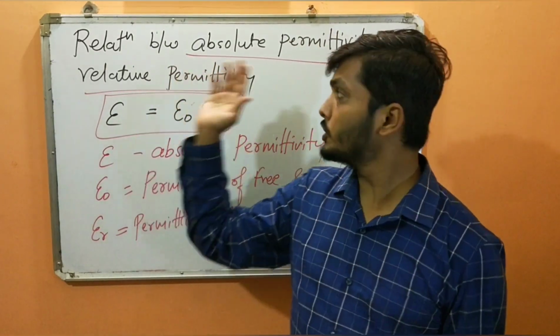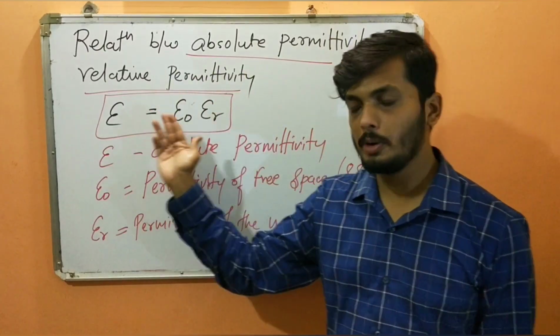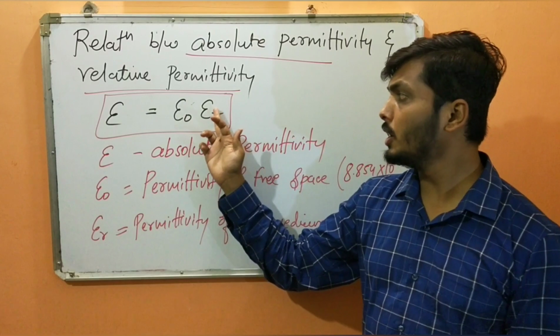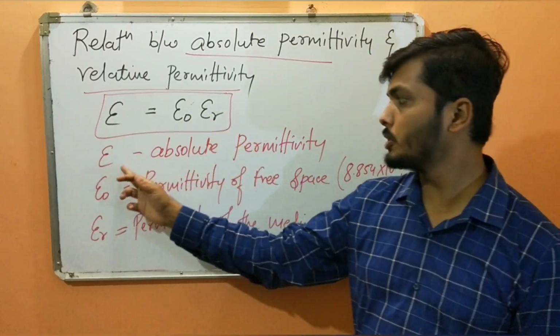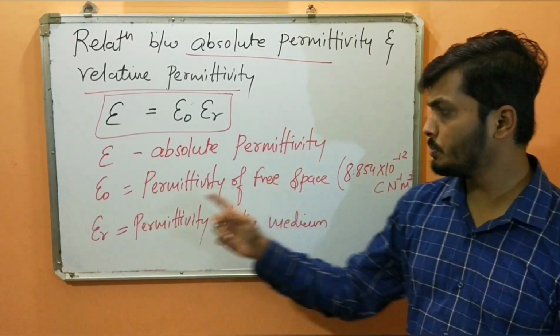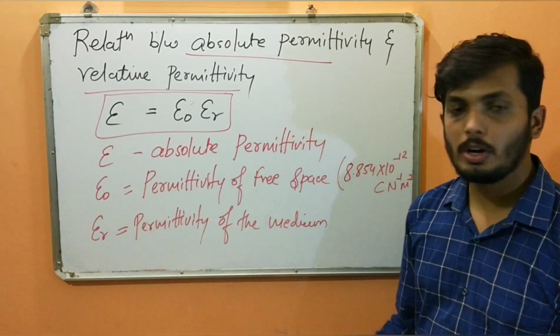Then we studied the relation between absolute permittivity and relative permittivity. At the end I got epsilon is equal to epsilon naught into epsilon R, where epsilon is absolute permittivity, epsilon naught is the permittivity of free space, and epsilon R is the permittivity of the medium.